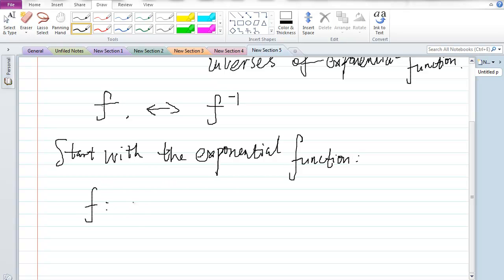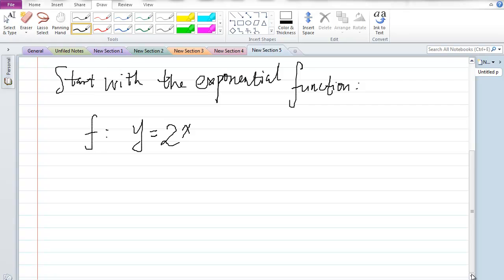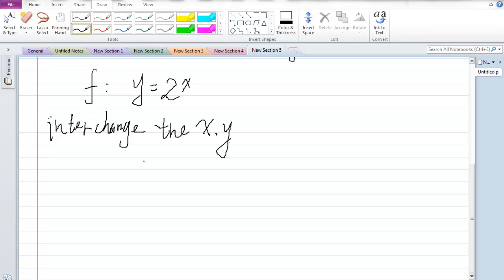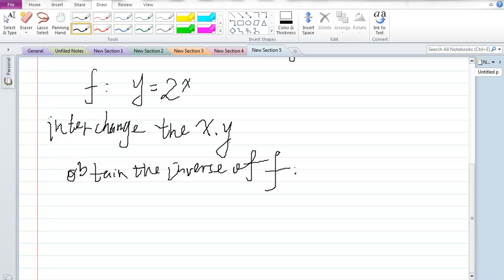F is y equals 2 to the x power. And then if we interchange the variables x and y, we can obtain the inverse of f, that is x equals 2 to the y's power.